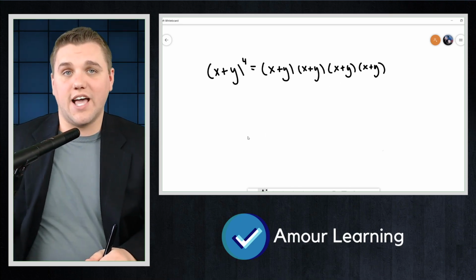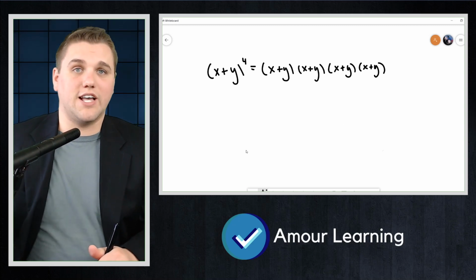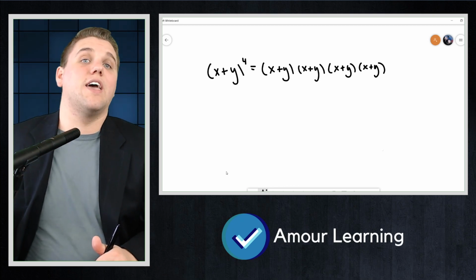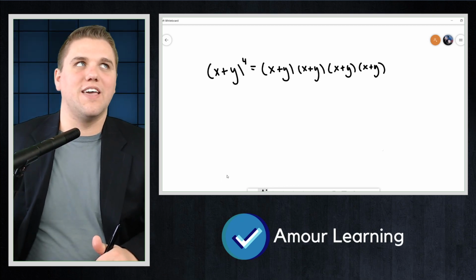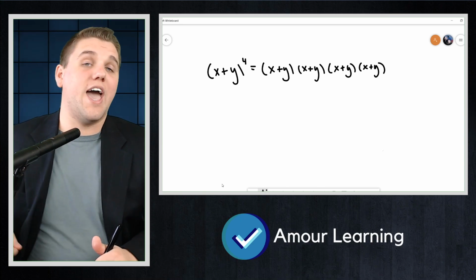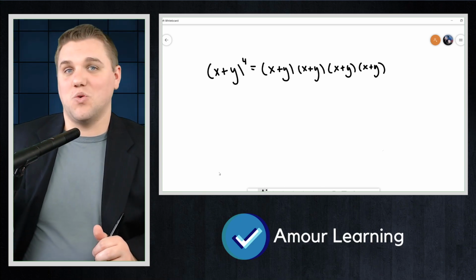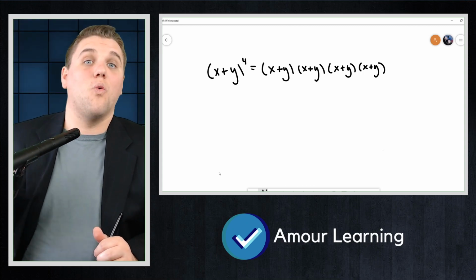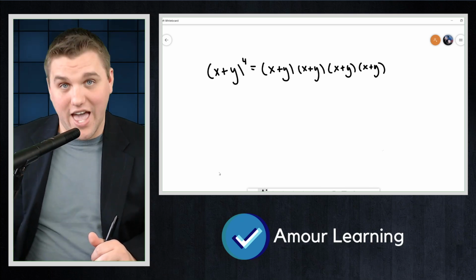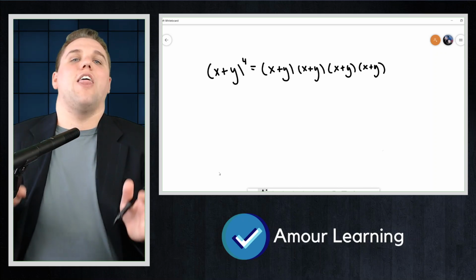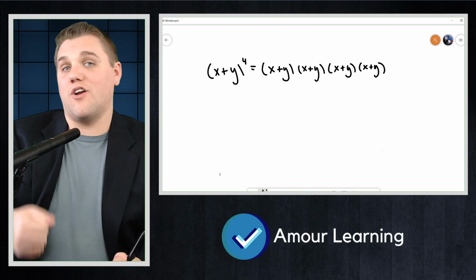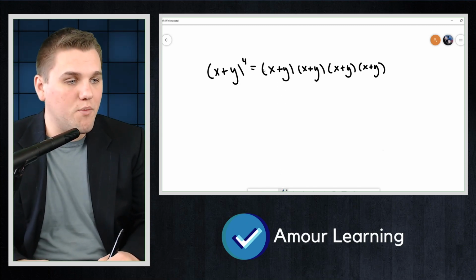So we could do x, x, x, x, then x, x, x, y, then x, x, y, x, and so on, through all the combinations, ending with y, y, y, x and y, y, y, y. That's 16 different ways of pulling either an x or a y from each of these binomials here.